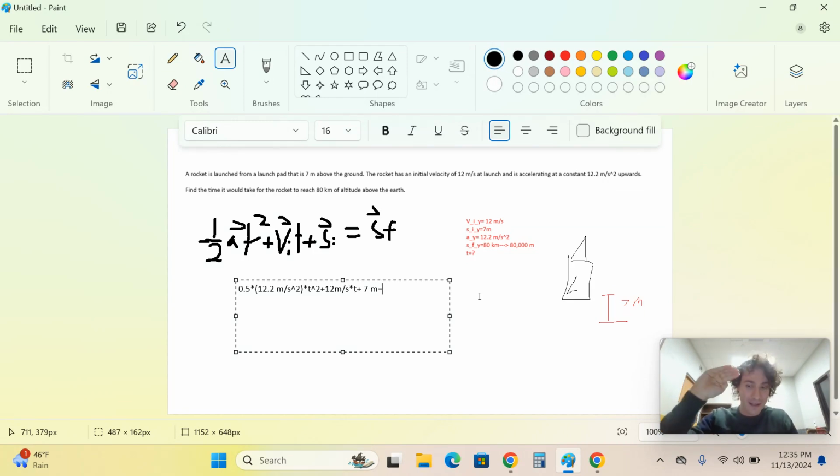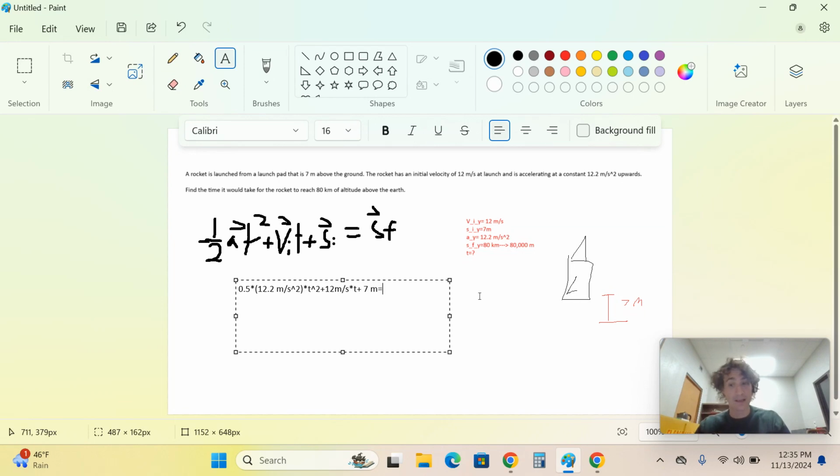Where is the final place I want to be? 80,000 meters in the air from the ground. If it was from the launch pad, then it would just be a displacement total of 79,993, okay? You have to think about this as we've already gone 7, if that makes sense. Like the rocket started here, which means we only really are concerned with this displacement, okay?